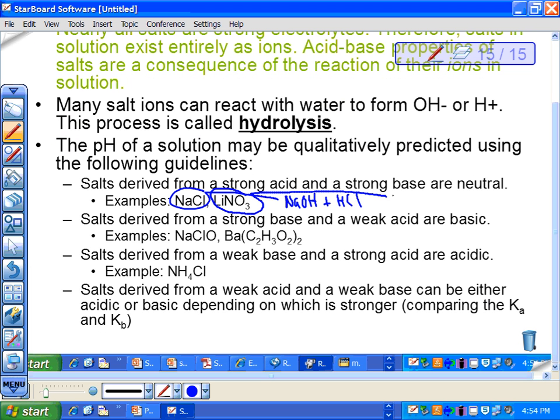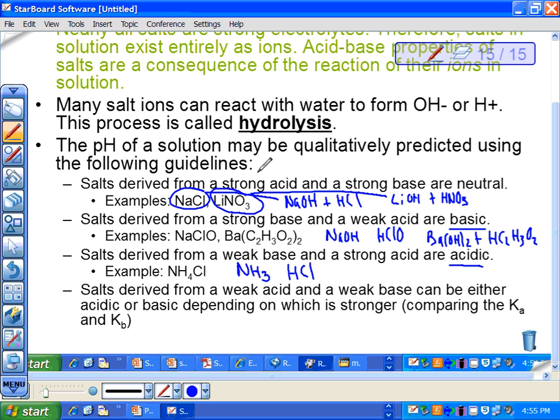If we look at this one, LiOH probably was the base that formed it, and then HNO3, and again that is strong, so therefore it's a neutral salt. This one here, probably NaOH and HClO, which is hypochlorous acid. This is strong, but this is weak, so therefore this is a basic salt. This one probably came from barium hydroxide and acetic acid. So this is a strong base, a weak acid, so it's basic. This one's unique, probably came from ammonia, which is a weak base, and hydrochloric acid, which is a strong acid, so therefore this one's acidic. So if it's a weak base and strong acid, acidic; strong base, weak acid, basic; strong and strong, neutral.